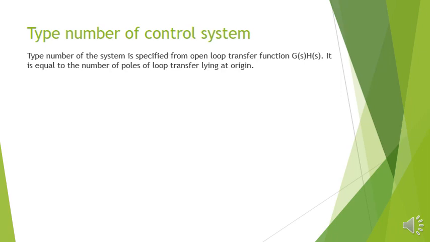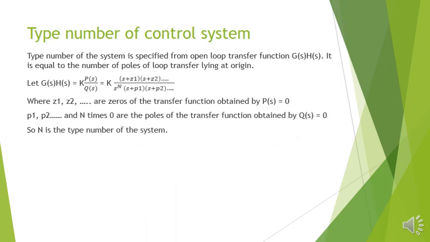So what do you mean by poles? Poles are obtained by equating the denominator polynomial of the transfer function to 0, the roots of the equation of the denominator polynomial equated to 0. So let us consider G of s H of s is something like K into numerator polynomial P of s and denominator polynomial Q of s, where P of s and Q of s are something like (s plus z1) into (s plus z2) and so on in the numerator polynomial, and s to the power n into (s plus p1) (s plus p2) and so on.